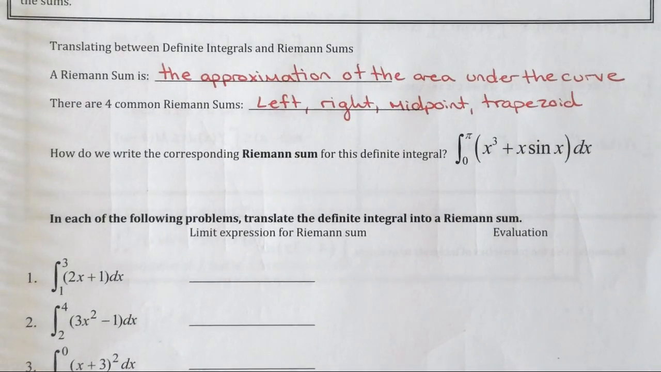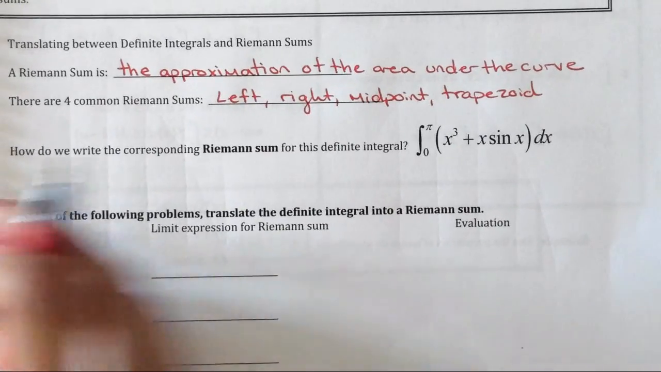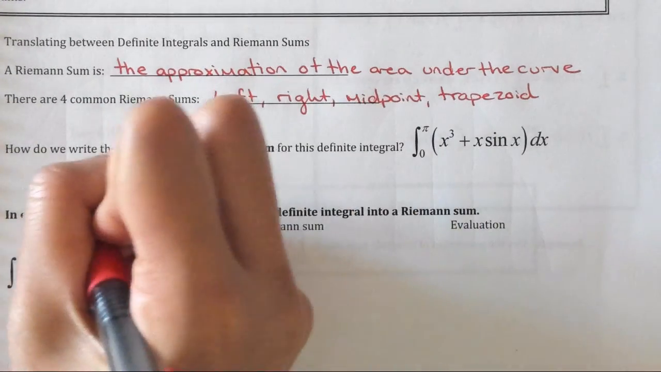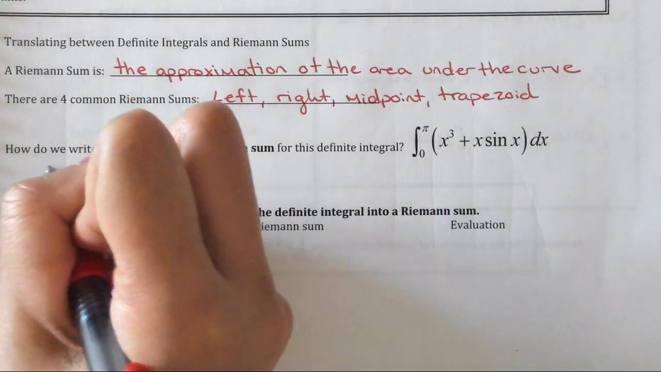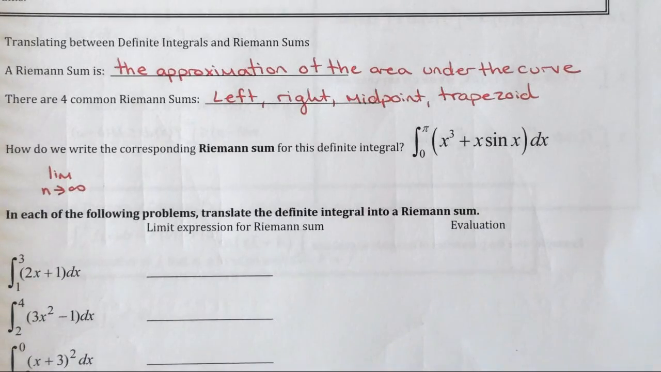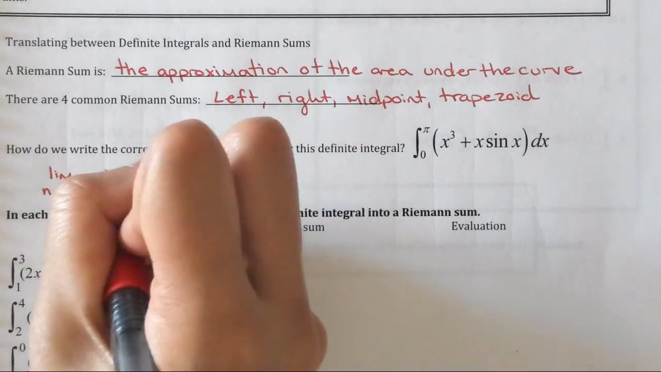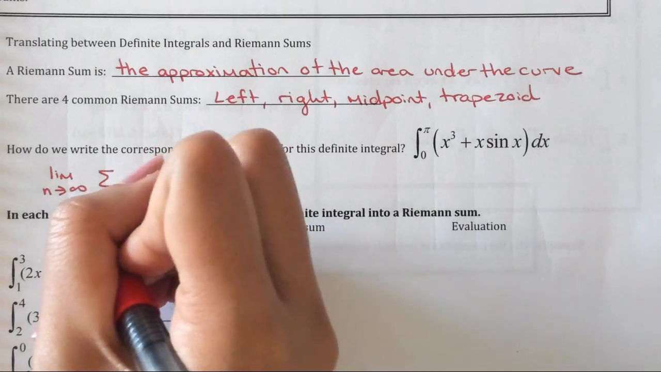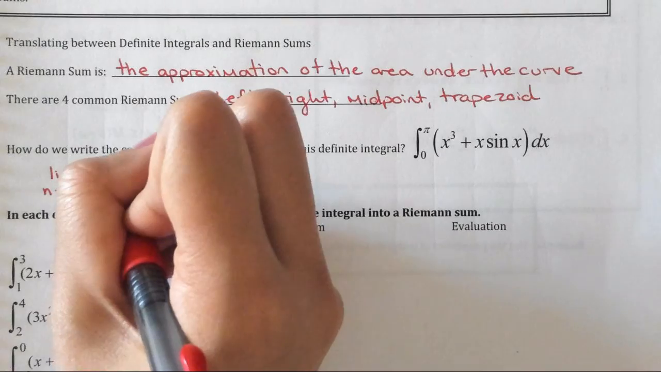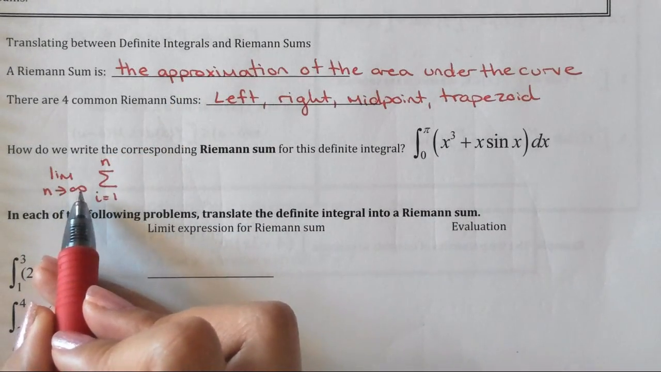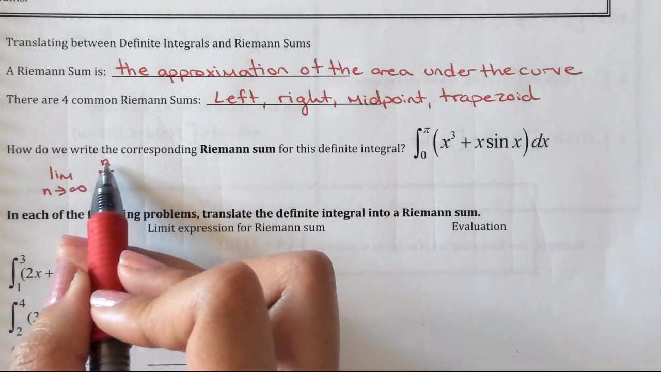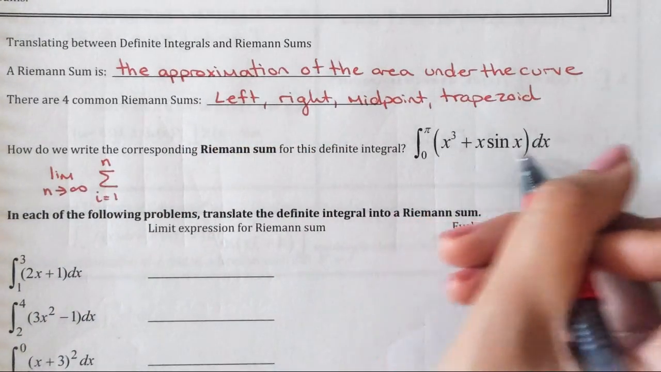So if we want to convert this integral sign back to a Riemann sum, this integral is going to equal the limit as n goes to infinity of the sum of all the rectangles, starting at the first rectangle to the last, because we want an infinite number of rectangles. So from rectangle 1 to rectangle infinity of, and then it's our function.